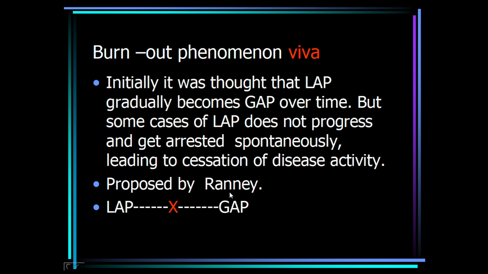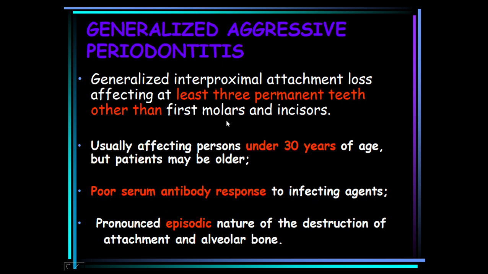It was proposed by Rene. That means all localized aggressive periodontitis does not progress into generalized aggressive periodontitis. Now coming on to generalized aggressive periodontitis: affecting at least 3 permanent teeth other than first molar and incisor, usually affecting persons under the age of 30 years, but the patient might be older.